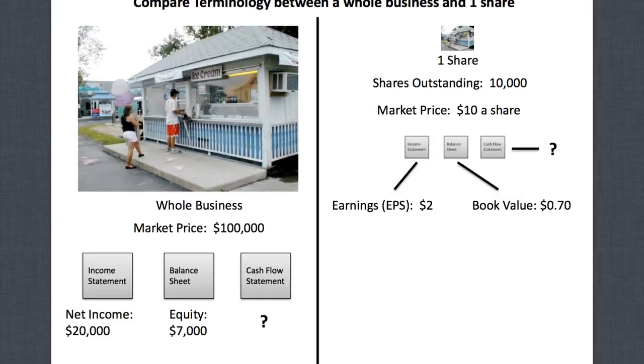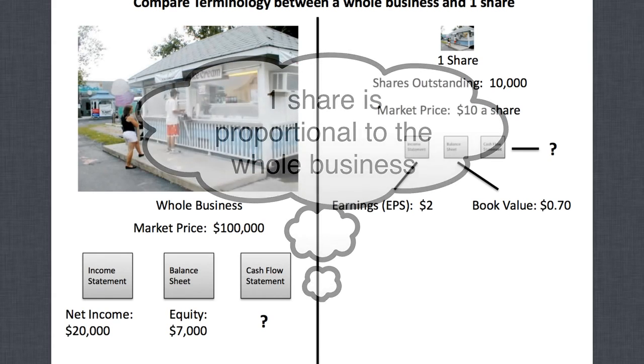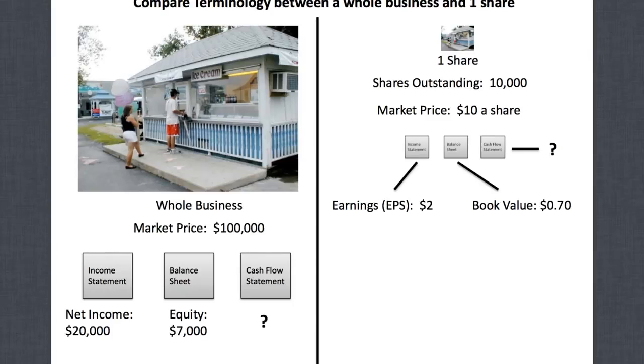Then for the balance sheet, we saw over there on the whole business, it was $7,000 for the equity. When you go to a per share basis, that isn't called equity anymore, it's called book value. I don't know why they really changed the terminology. It's probably so that when a person says the book value is $2, you know they're talking per share as opposed to the entire business. But what you're going to find is it doesn't matter if you're talking the whole business or one share, it's all proportional because every single term is being divided by the shares outstanding, which is 10,000. So when we look at the book value for this one share, it's 70 cents. Let's go to the next slide here and see where this takes us.